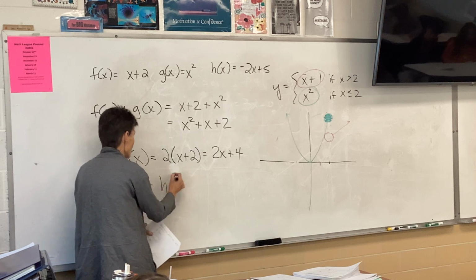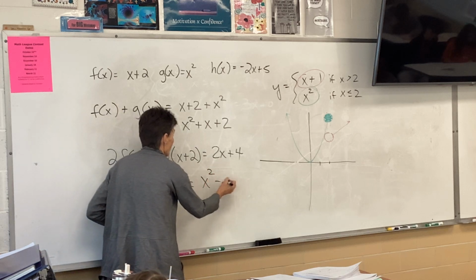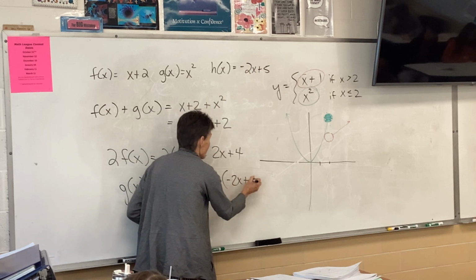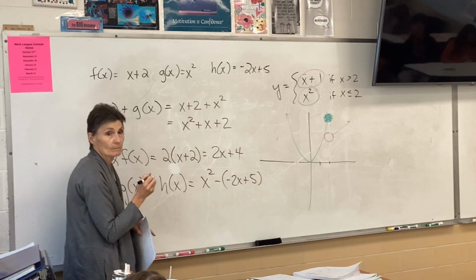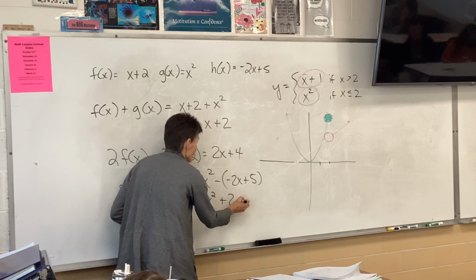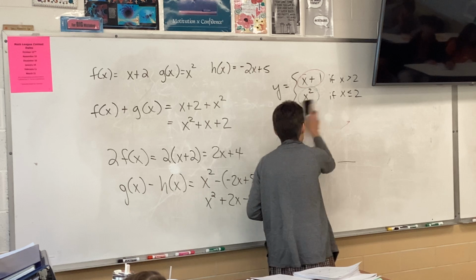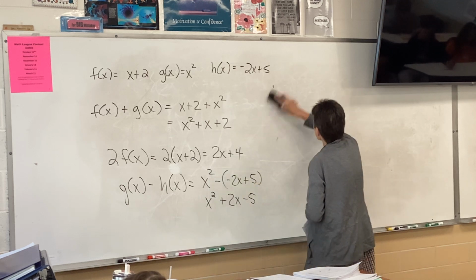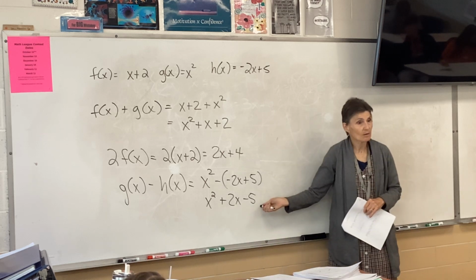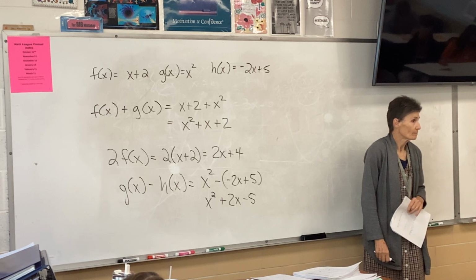G of x minus h of x. X squared minus, now be careful, minus negative 2x plus 5. So what's that going to become? X squared plus 2x minus 5. Watch your signs, those negatives, but that's correct. And again, does anything there combine? No. We're done.